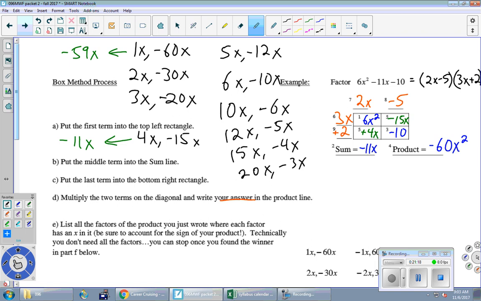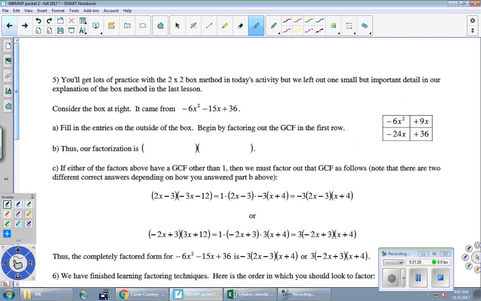Okay, so that was our quick review of the factoring technique from Friday. And like I said, you're going to do a bunch of that in the activity today. But one other detail that we omitted on Friday. So here it is. Let's go back to number 5. Suppose that we start with this negative 6x squared minus 15x plus 36, and we make a 2x2 box. We're trying to factor that thing.